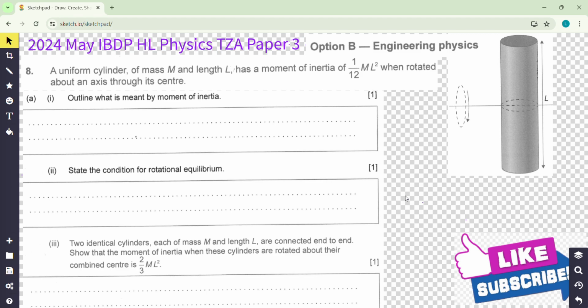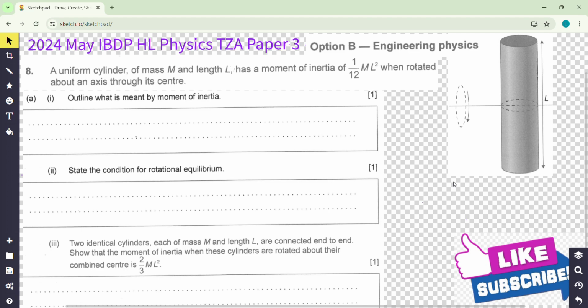Paper 3, now we move to option B, engineering physics. Question 8, it is also in the new 2025 syllabus, so for our new friends, the Year 1 students, still a little work on it too. It's a good question for us to practice the HL parts.